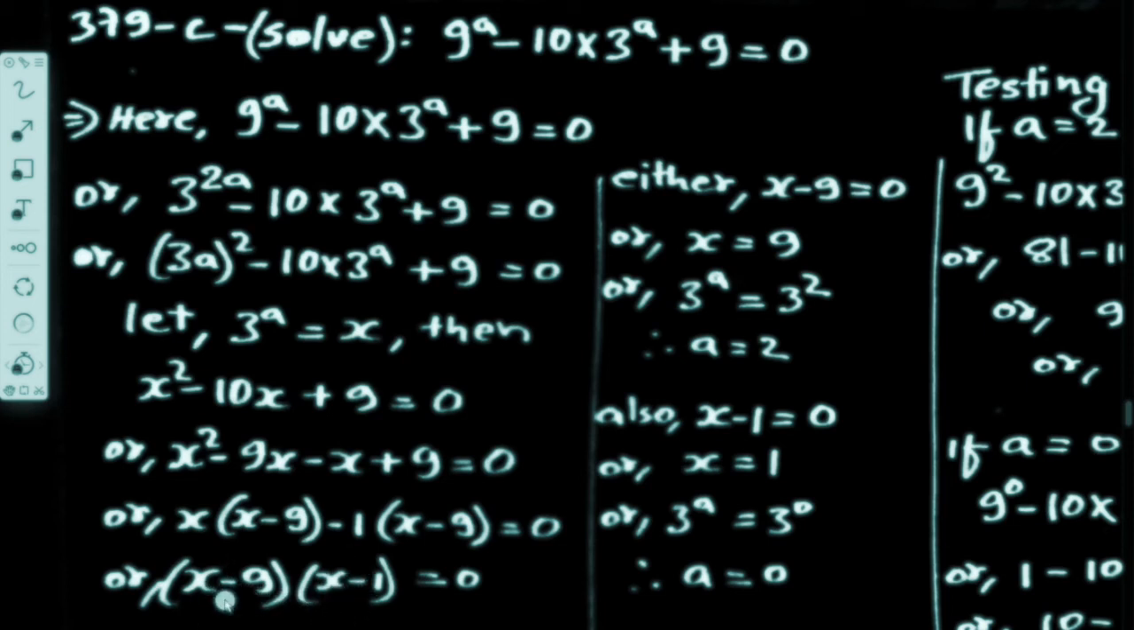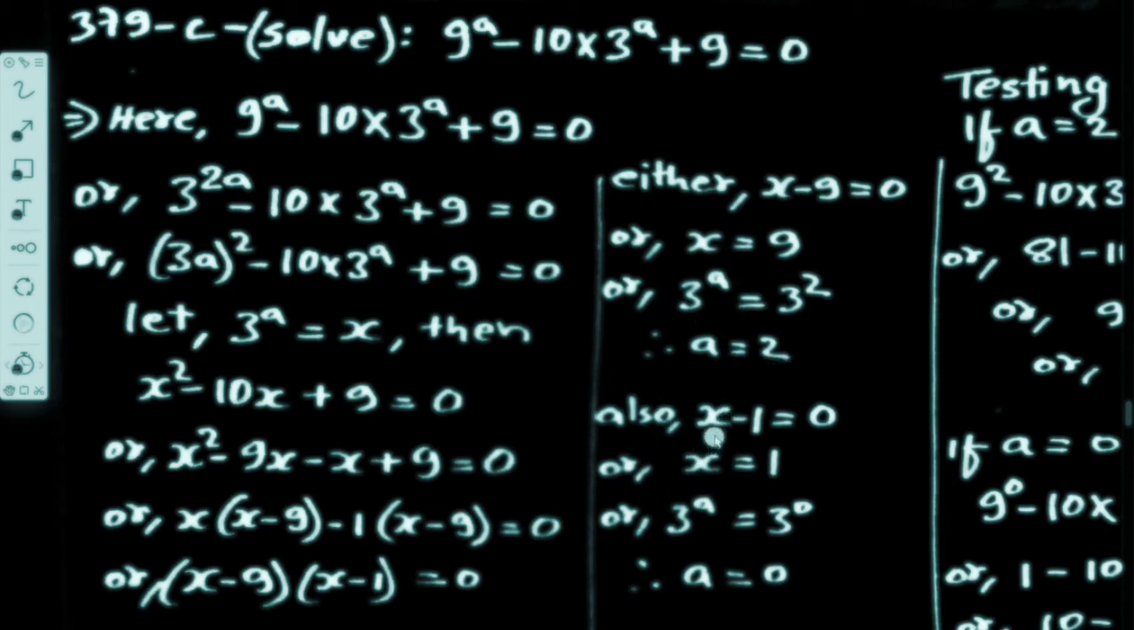See here, from the first factor, x minus 9 equals 0, or x equals 9, or 3 square. Now replace x with 3 power a. Now 3 power a equals 3 power 2. 3 power 2 means 9, and 9 means 3 power 2. Here the base is the same, 3, 3, therefore a equals 2.